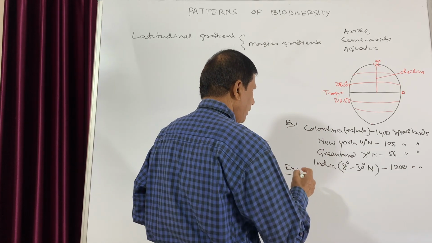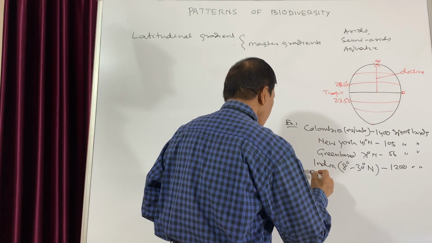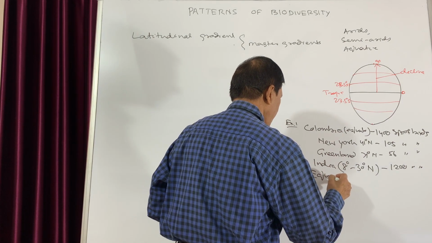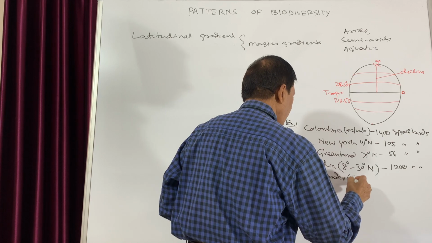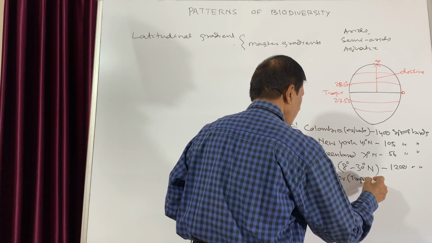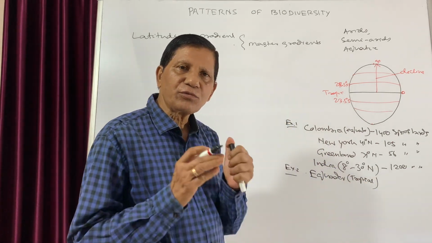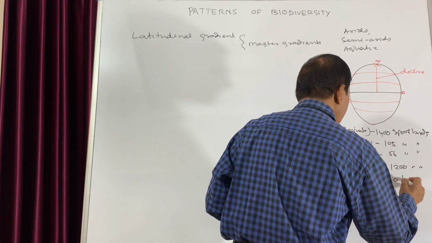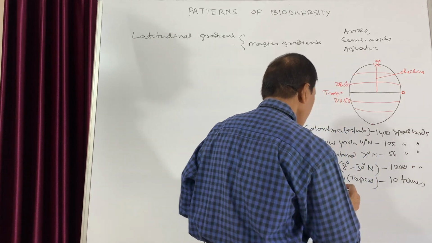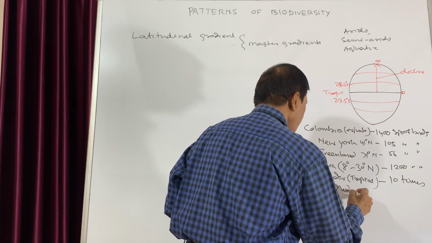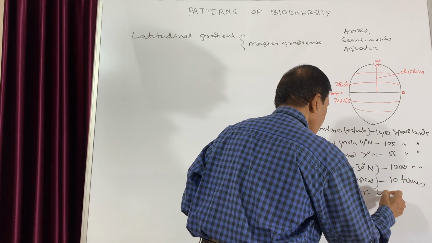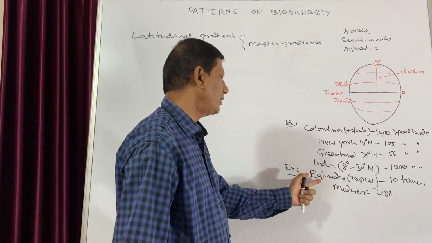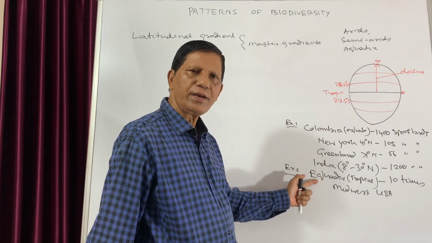Now let us take example number 2. In a tropical forest, at the equator, the vascular plants are 10 times more than in the Midwest USA, because it is coming in the tropical area.